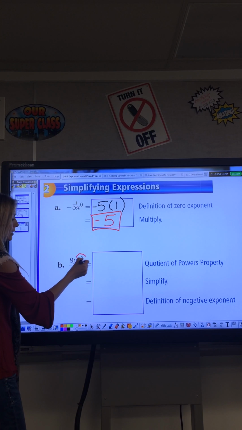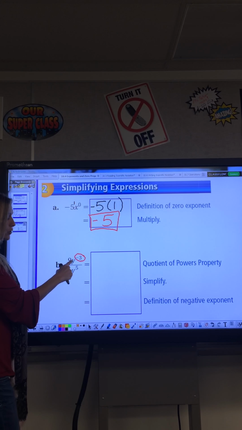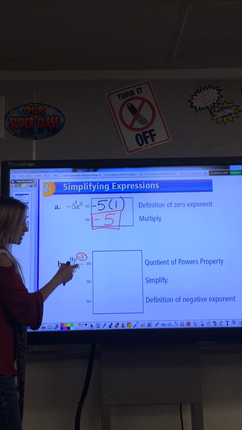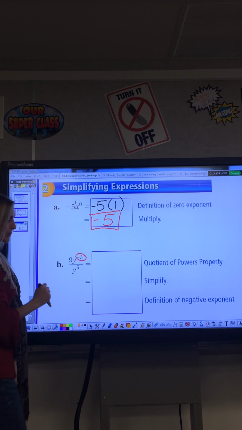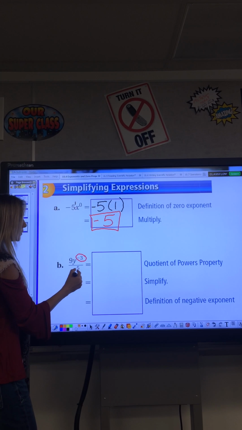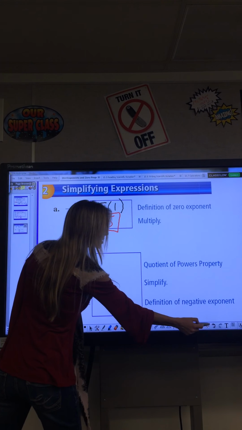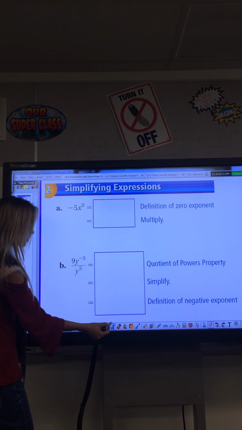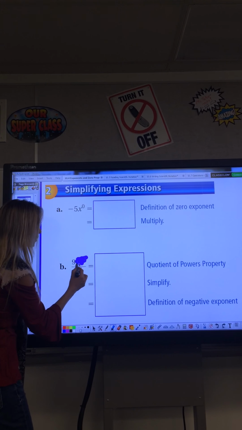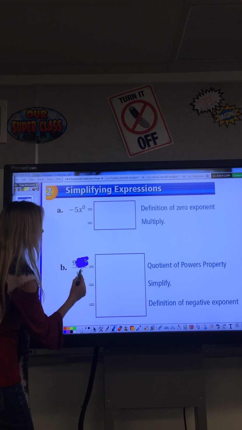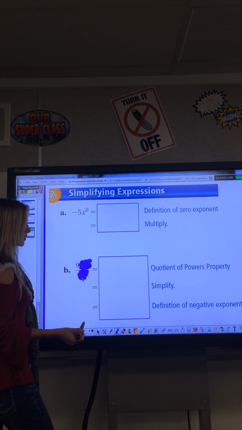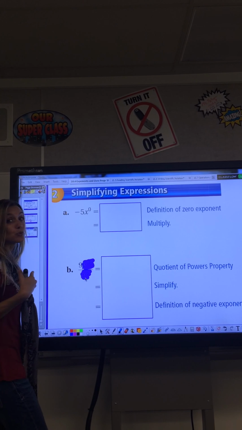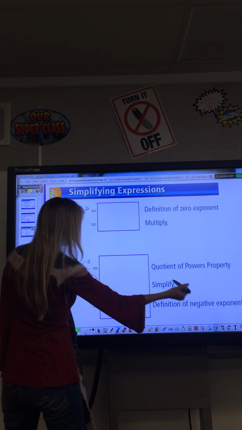The negative 3 applies only to the y, not to the 9, right? This is not in parentheses, so this exponent belongs only to the y. So what do I do when I have the same bases with exponents? Remember, this is y raised to the negative 3rd power. This is y raised to the 5th power. What do I do with the exponents when we're dividing? We're subtracting them, right? So let's rewrite that.